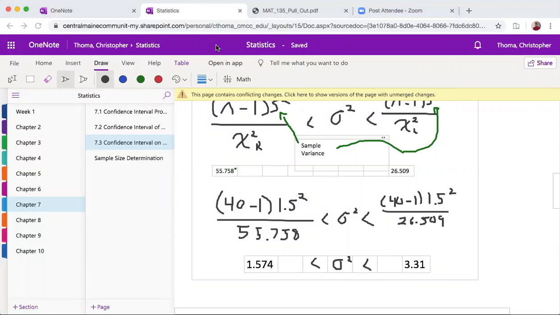The 26 came from the table. So if you go to your chi-squared table, find 40, come over to 95%, and you get 26.509.